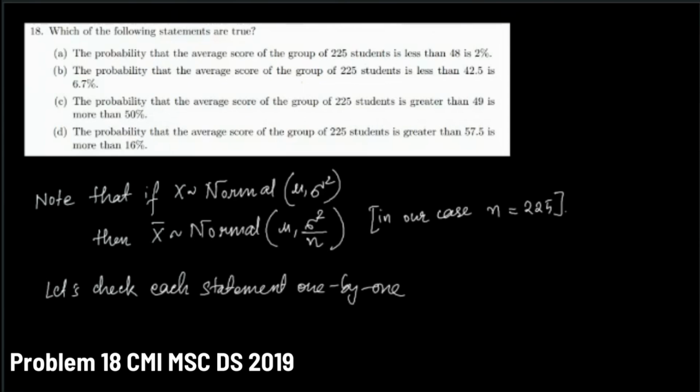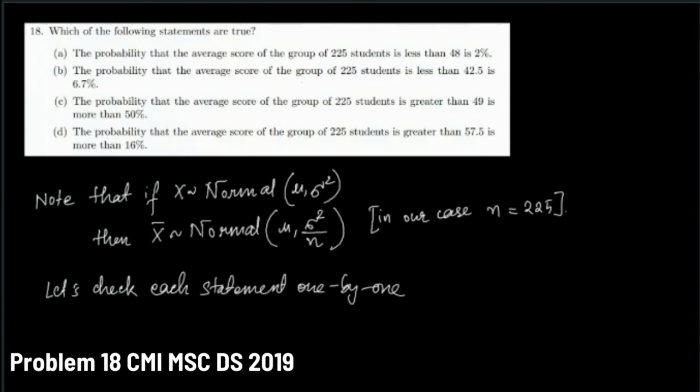So we're using a fact here that if x follows a normal distribution with the parameters mu and sigma square, then x bar, which is basically the mean of x, follows another normal distribution with the parameters mu and sigma square by n. So what is this n? N is the number of observations that we have. In our case, it's 225 because we have the information about 225 students.